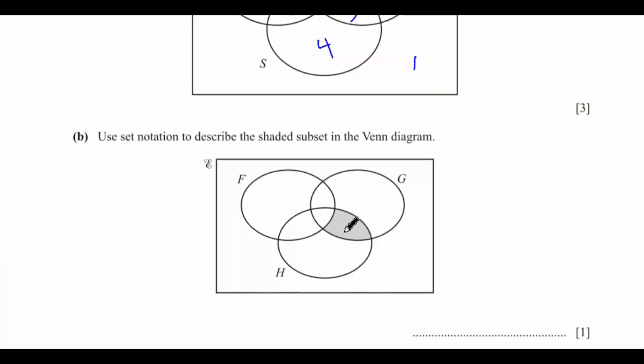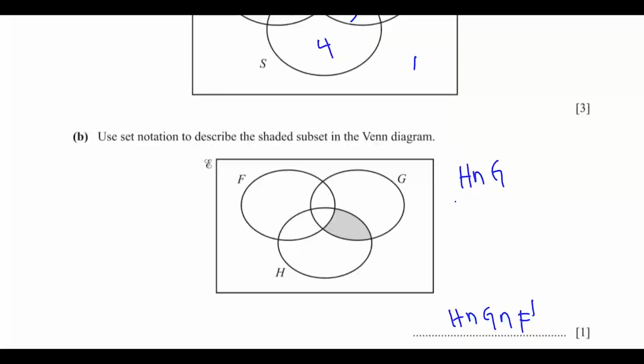So this side is H and G only, so it will be written as H intersection G. Then intersection, you have to switch off F by putting F complement there. It's compulsory. If you put H intersection G, it means part of this contains F.